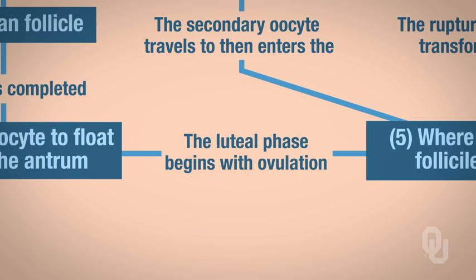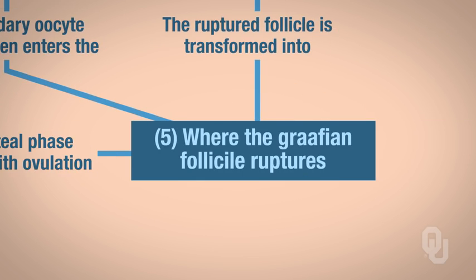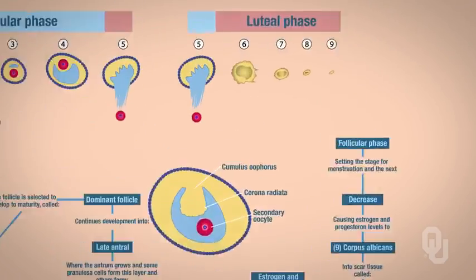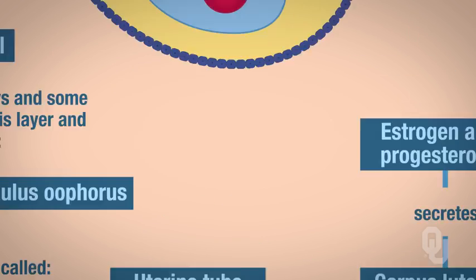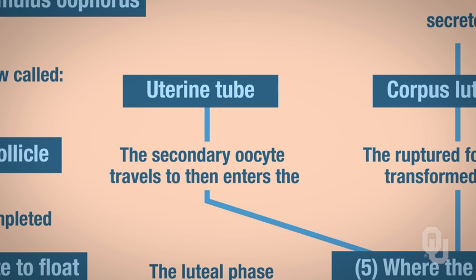Now we're starting the luteal phase. That's the last phase of the ovarian cycle. So the Graafian follicle ruptures. So if we move this up just a little bit here, you can see how the follicle is rupturing. So here's our secondary oocyte, and here's what's left over. The entire thing would be called the follicle. All right, so when that ruptures, the secondary oocyte enters the uterine tube. Remember, it's always the secondary oocyte that enters the uterine tube.